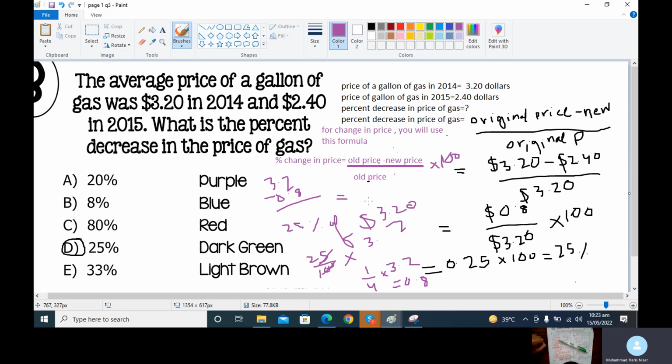You can see 3.2 minus 0.8 equals 2.4. That is your price, so I've just verified our solution. You are getting this new price, $2.4. Okay, is it clear?